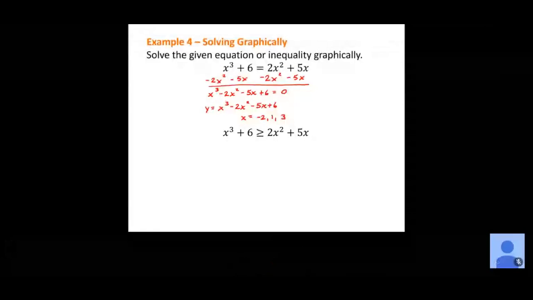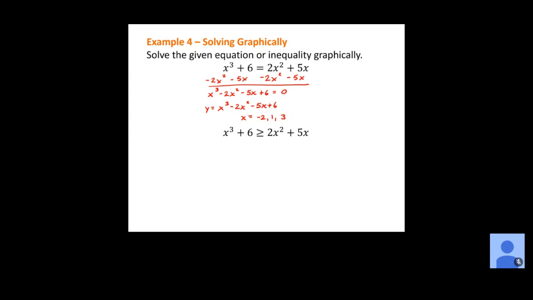All right, so let's go back to the notes. Now the second one here, notice it's very similar to the first one, except now we have this greater than or equal to. First step, same thing, I'm going to move everything to one side, which is going to give me x cubed minus 2x squared minus 5x plus 6. This time, though, greater than or equal to 0.